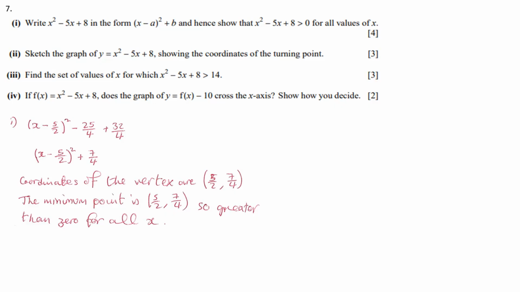And since the y coordinate is positive and it's a minimum, that means it's going to be greater than 0 for all x. Okay, so it doesn't actually cross the x-axis. And there you go, part 2. They've actually asked you to draw it.